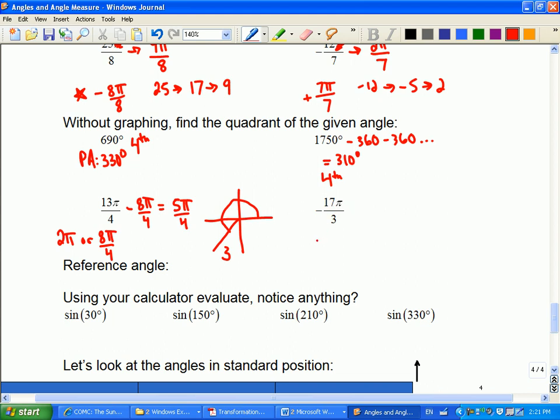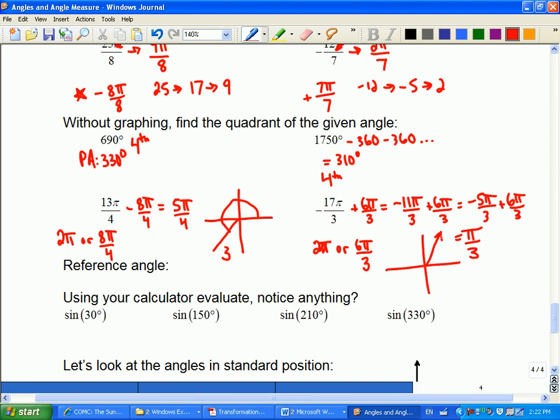Next, negative 17 pi over 3. Again, 2 pi is how I have to spin this. So I'm going to be dealing with 6 pi over 3. And this time I have to go up. So negative 17 pi over 3. This time I'll add 6 pi over 3 to it, and I'll be at negative 11 pi over 3. Still not there. Still not there. But now I'm there. Pi over 3 is in range. Here's where we'll find it. Pi over 3 is right there.